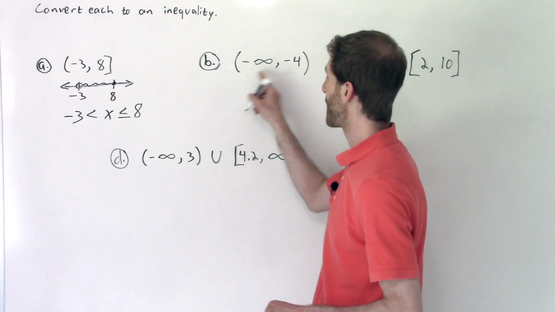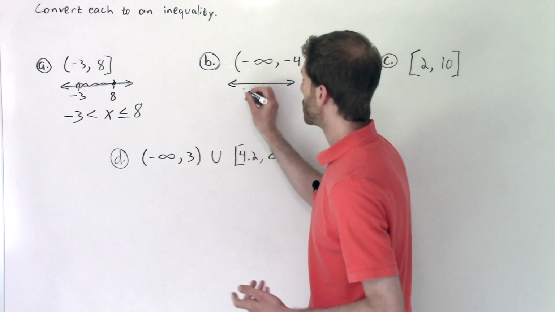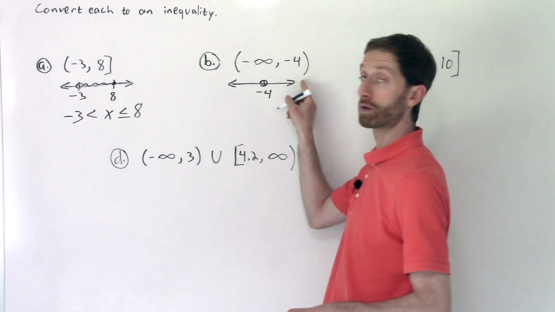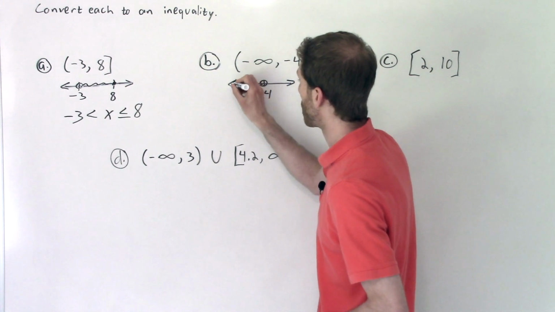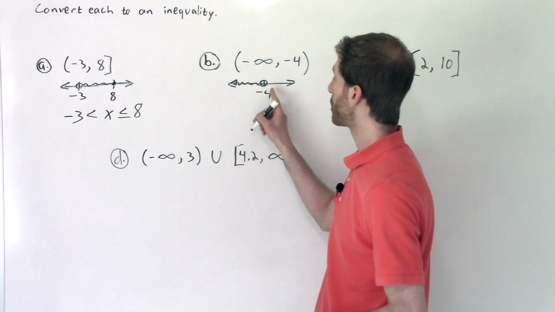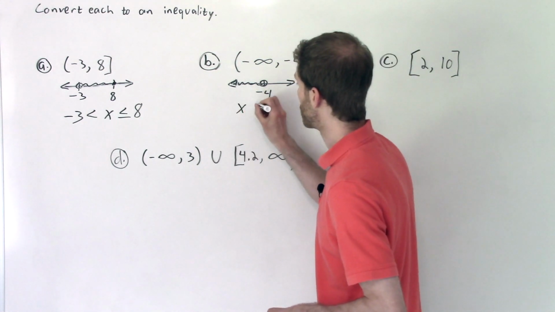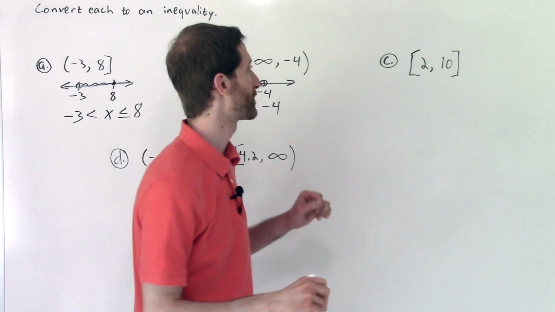Okay, this one here, what does that look like? The interval from -infinity to -4. Well, on a number line, we would be going all the way to -4 with an open circle, because of the parenthesis, and we'd be shading everything to the left, because we're going from -infinity there. What is that as an inequality? It's all numbers less than -4, but not equal to -4. So that'd be x is less than -4. Nice. On to the next one.